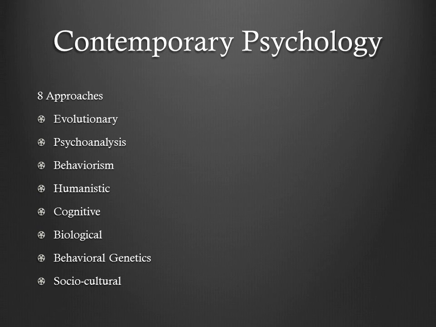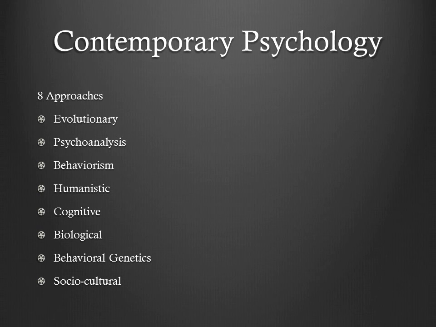So now we're going into the contemporary fields of psychology, and there are going to be a lot more notes in detail on the eight approaches, but some of the people that you need to know in the next couple slides are tied to one of these approaches. So you have the evolutionary approach, psychoanalysis, behaviorism, humanistic, cognitive, biological, behavioral genetics, and sociocultural. Again, in one of the upcoming presentations, I'll go in detail on contemporary psychology, but the people to know may fall under one of these areas.